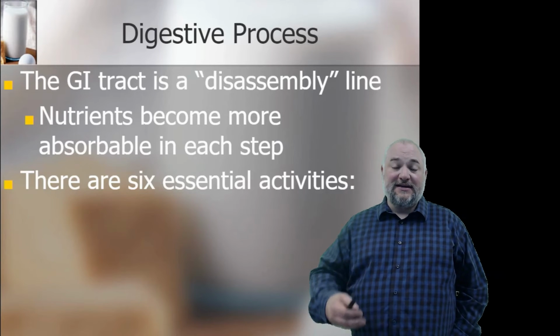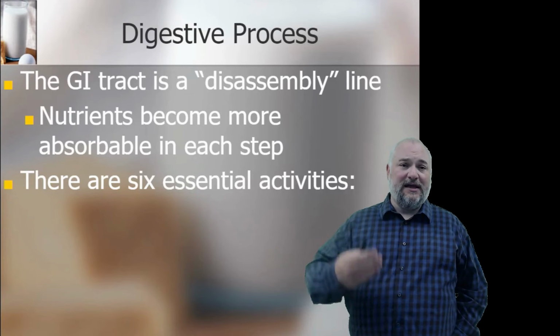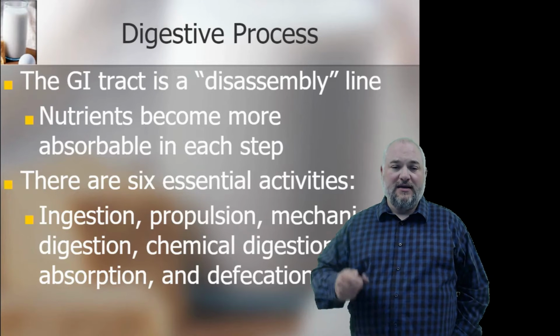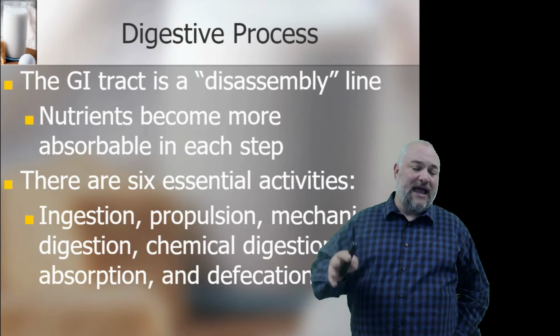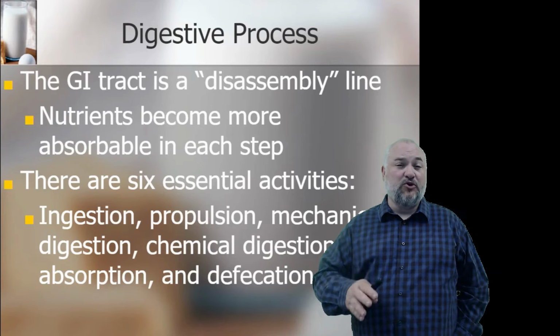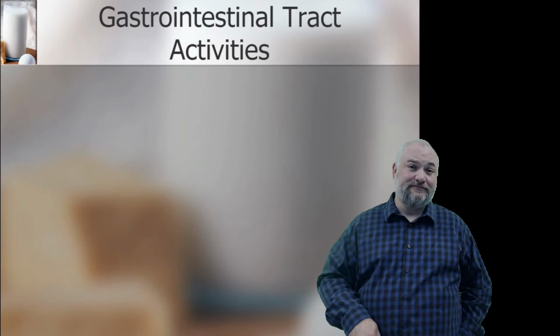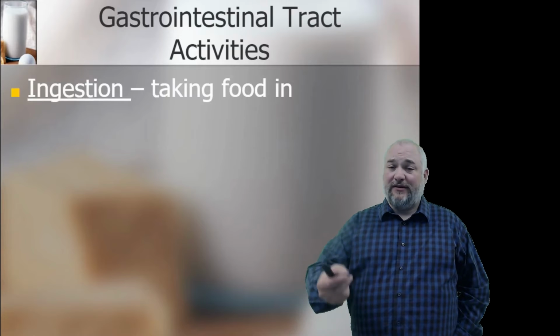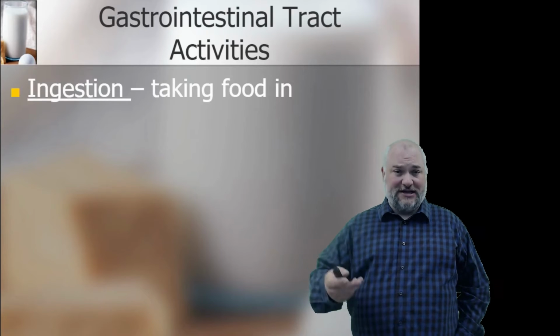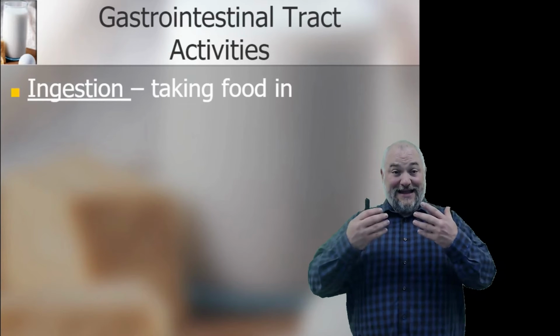There are 6 essential activities that happen in our GI tract. Okay? And this is just an overview, I'll go more into them. Ingestion, propulsion, mechanical digestion, chemical digestion, absorption, and defecation. All right, first one, ingestion, pretty simple, taking food in. Taking a bite, that's it, that's ingestion. You got food into the alimentary canal.